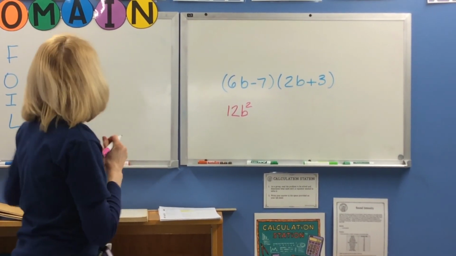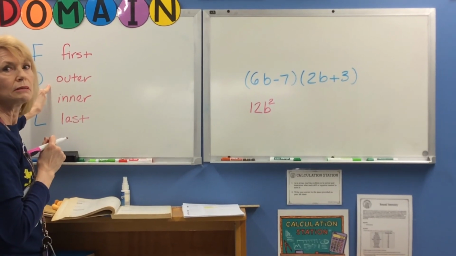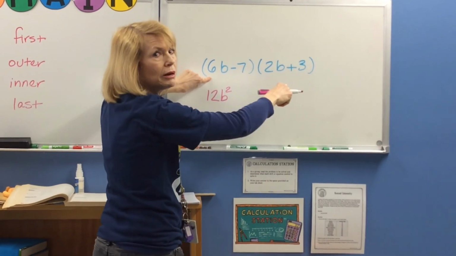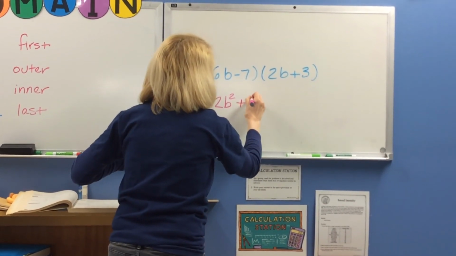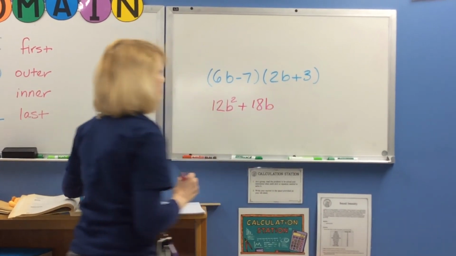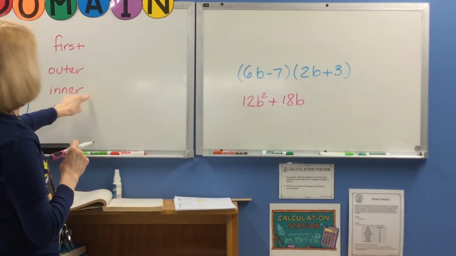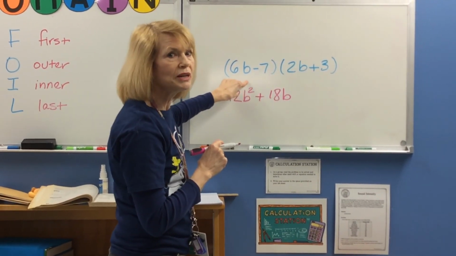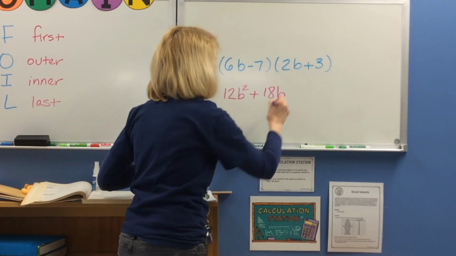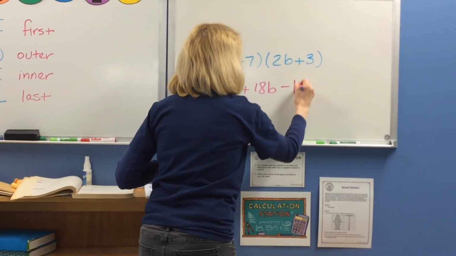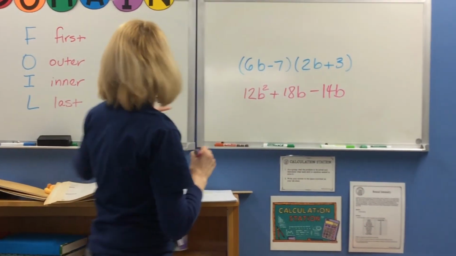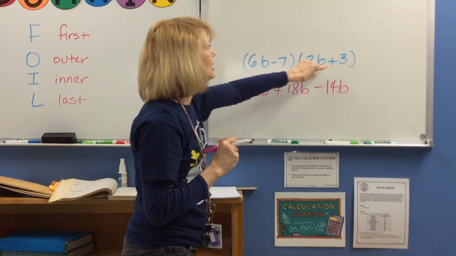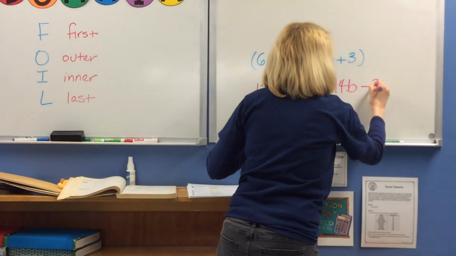Okay? Now I'm going to multiply my outer terms. The 2 on the outside, 6b and 3 are the 2 on the outside. So I have plus 18b. Now I'm going to multiply my inner terms. Negative 7 times 2b. Don't forget that's a negative 7. There's a minus sign in front of it. So I have minus 14b. Then lastly, you multiply your last terms. Negative 7 and 3, minus 21.